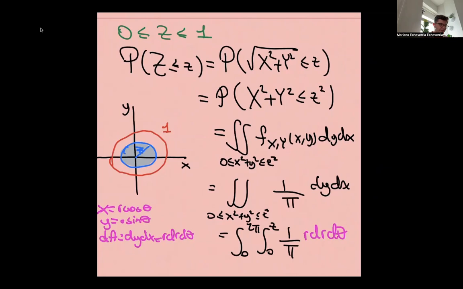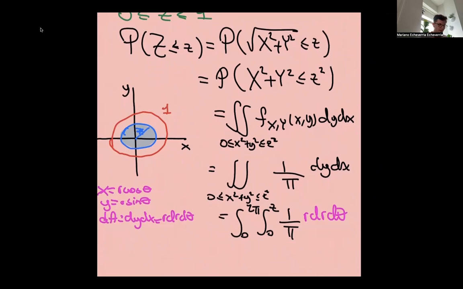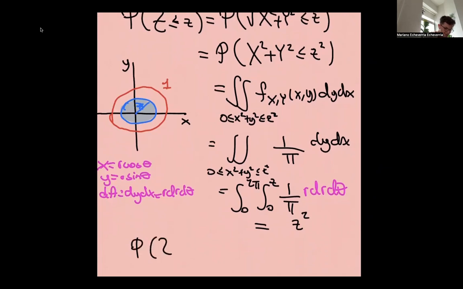That's why it is convenient to have called this random variable z, because if you had called it r, then you would have had an r here as one of the bounds, and another r when you switch to polar. It would be a bit of a mess. But this is an easy double integral to do. You'll find this just gives you z squared. So what I'm saying is that the probability for Z to be less or equal to z is z squared.